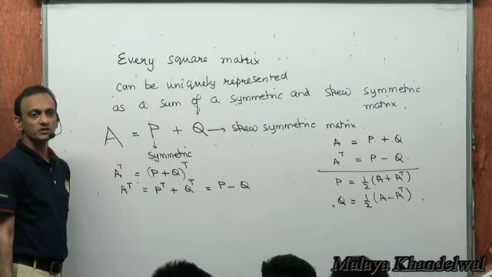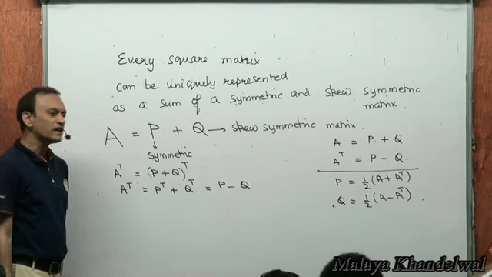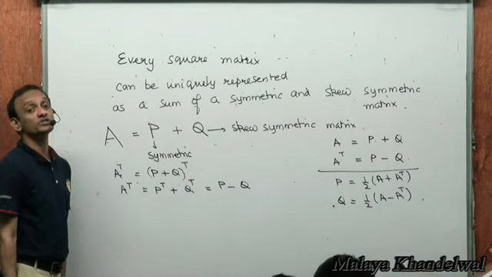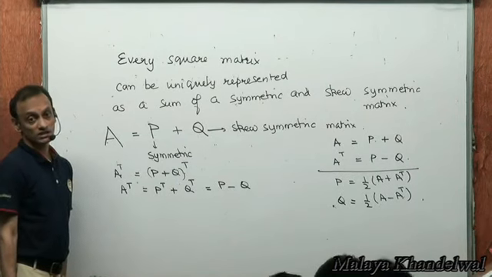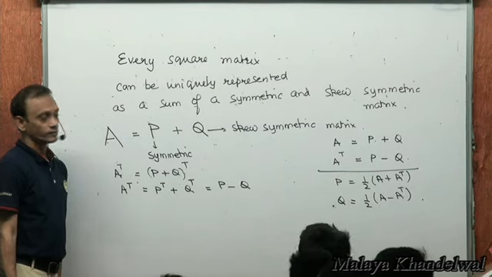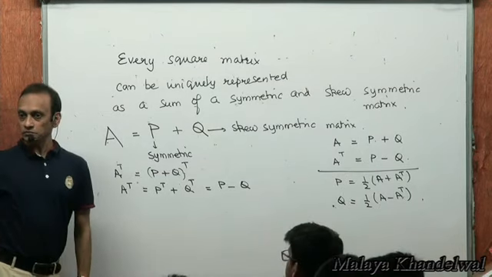Every square matrix can be derived with P and Q, where P is a symmetric matrix, Q is a skew symmetric matrix. Clear?